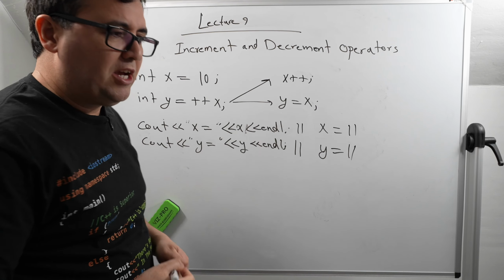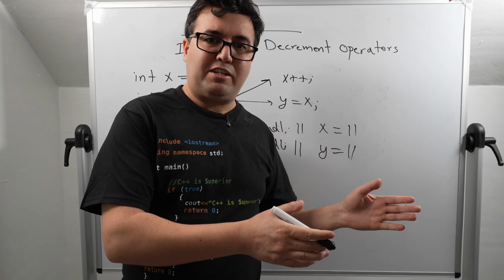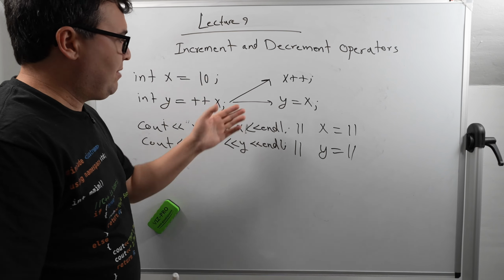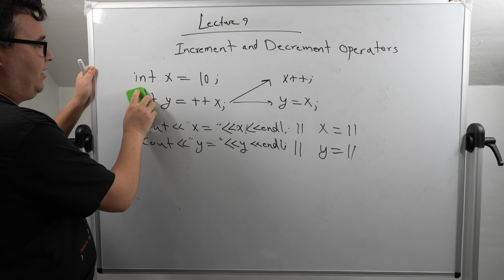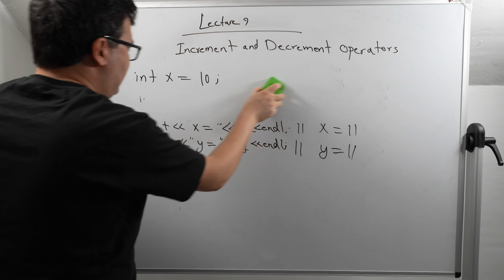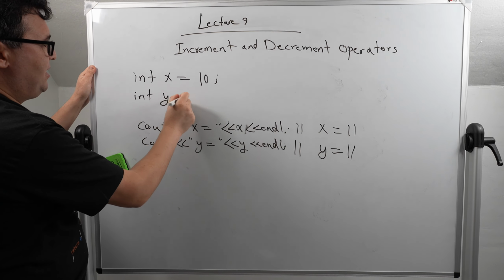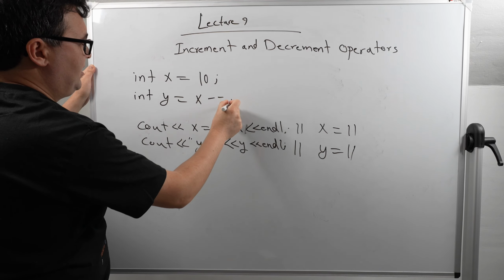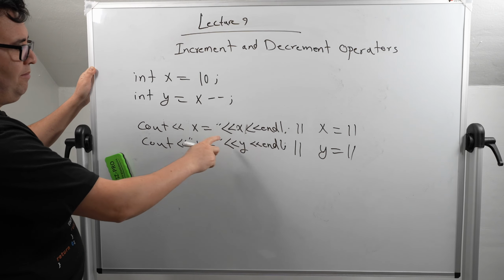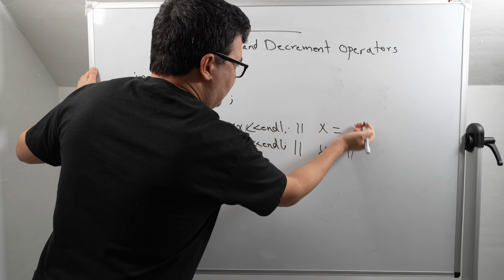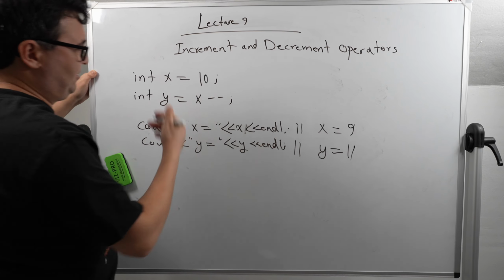So here x became 11, and y also became 11. So just be careful about when this operator is used, if it's used as postfix or prefix. If I give you the same example for the decrement operator, so let's use the same example as decrement. So if we have integer y is equal to x minus minus. So it's used as a postfix. So if you print out, x becomes 9, yes? Because it decreases, it subtracts the value of 1 from variable x.